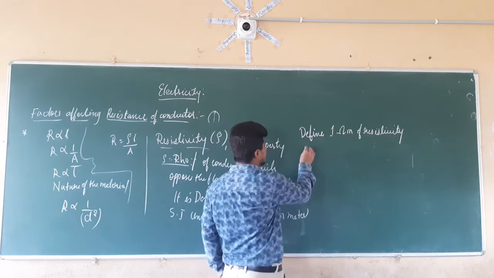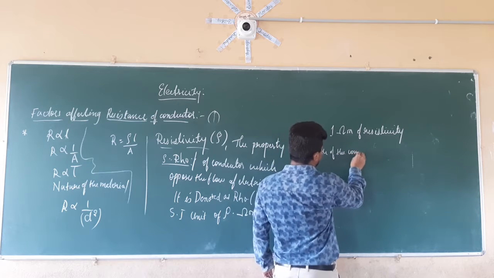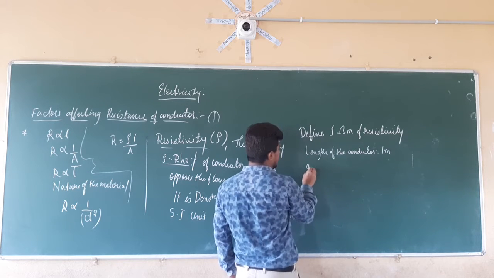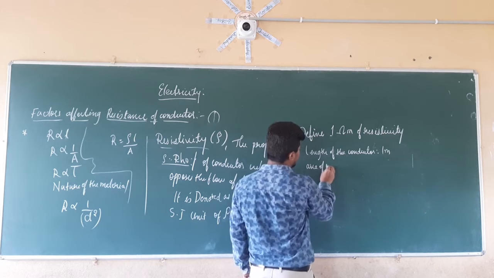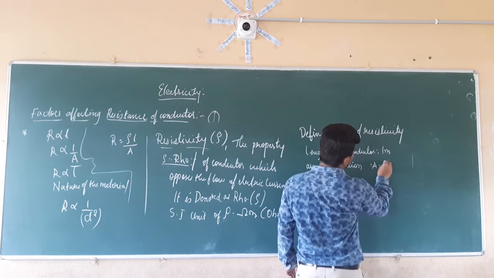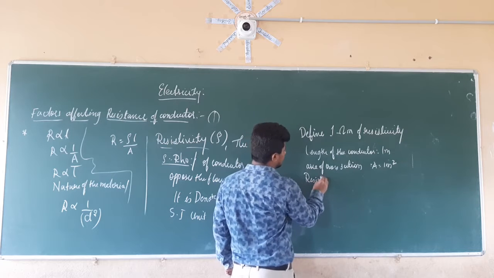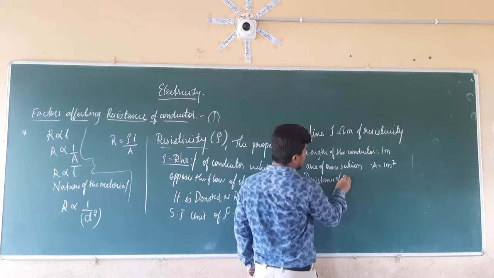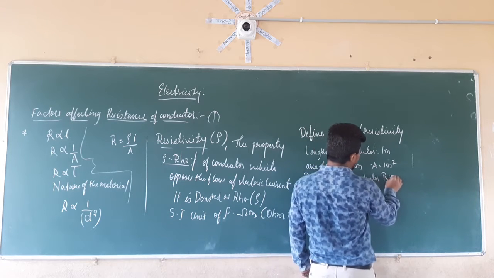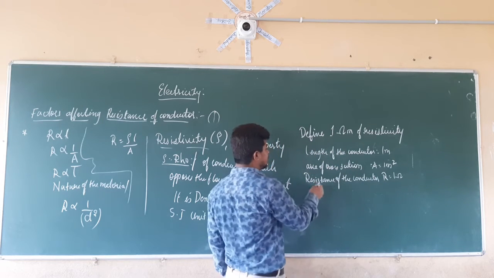So let us take the length of the conductor as 1 meter, area of cross section A as 1 meter square, and resistance of the conductor as 1 ohm. That is, R is equal to 1 ohm. Right. So what we have to calculate here? We have to calculate the resistivity of the conductor.